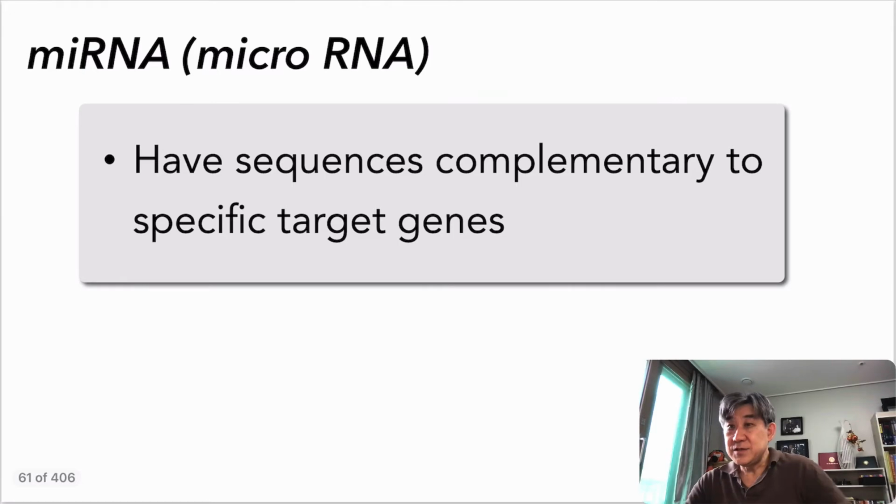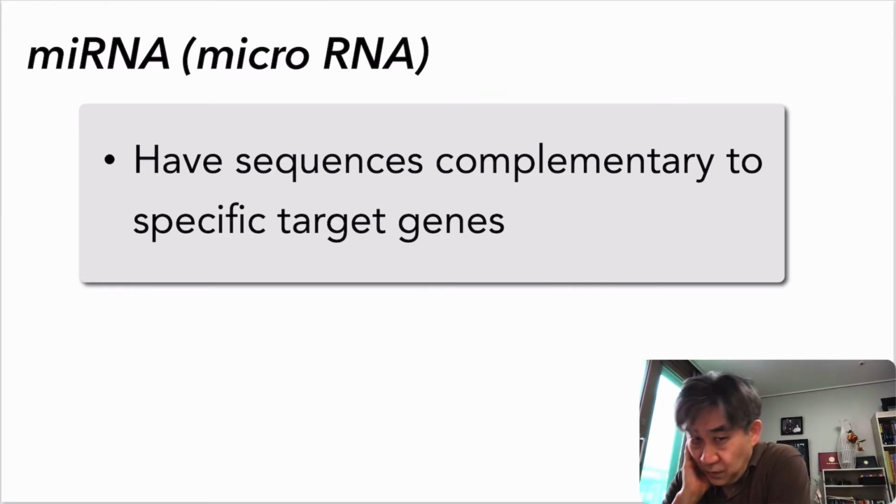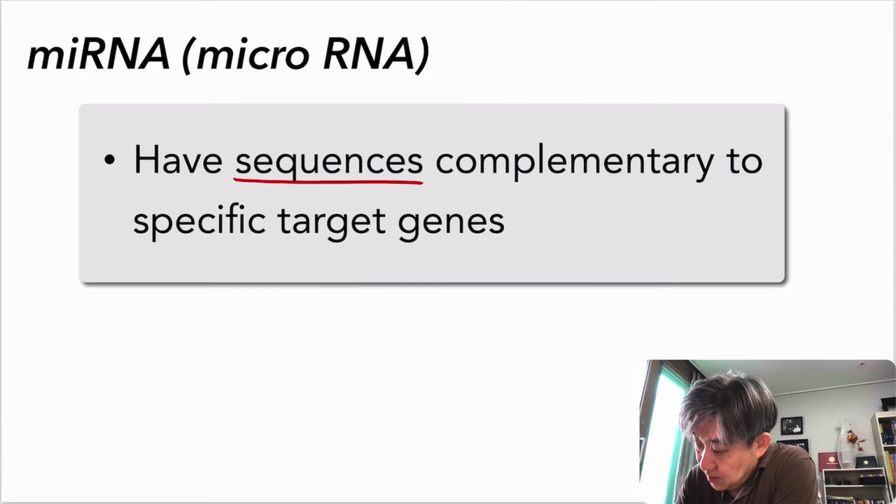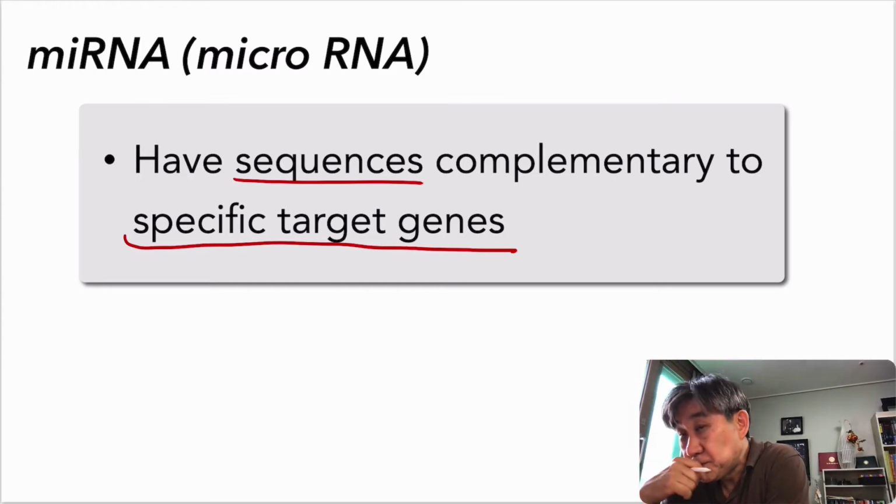And interestingly, although it is not a coding RNA, it has a very similar sequence, complementary to specific target genes, which is very similar to messenger RNA. But the messenger RNA and the microRNA are two different things. Let me briefly try to distinguish the microRNA from messenger RNA, is that okay?